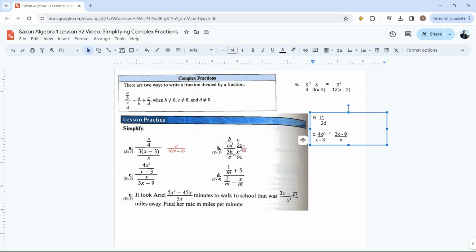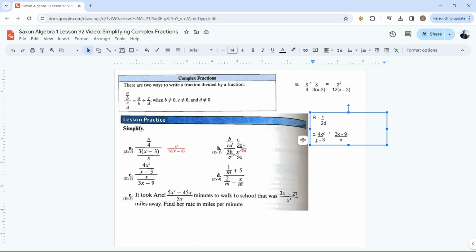Letter B checks out, onto letter C. And here I've set up letter C for us already. So notice I have 4x squared over x minus 3. I kept that fraction. I changed the sign. Instead of having this division fraction bar, I now have a multiplication symbol. And I flipped the last fraction, so it's 3x minus 9 over x. Now, how do I go ahead and simplify this? Well, I need to see if there's any common factors that I could pull out.